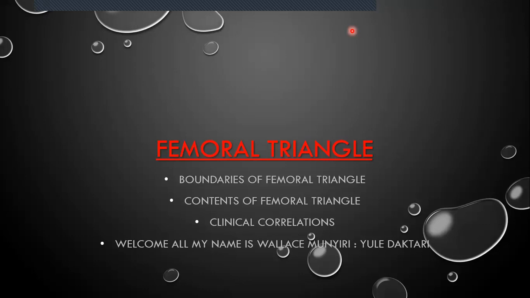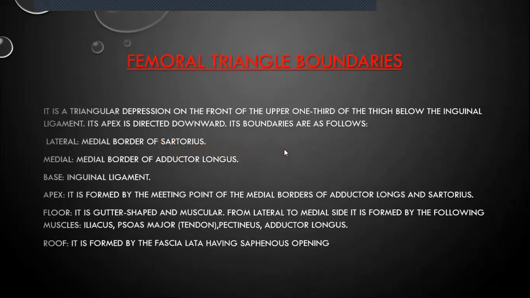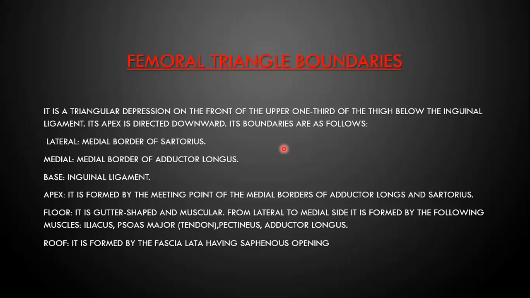So let's start. So femoral triangle is a triangular depression on the front of the upper 1/3 of the thigh below the inguinal ligament. Its apex is usually directed downward and its boundaries are as follows. Its lateral boundary is the medial border of sartorius muscle. Remember, sartorius is the longest muscle in the body. Medial border is the medial border of adductor longus.